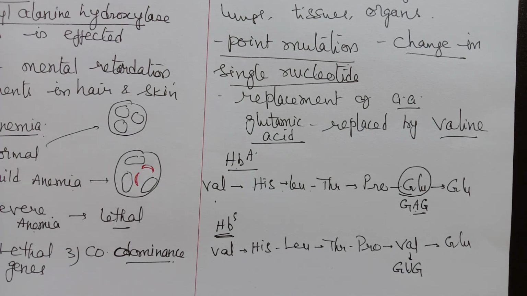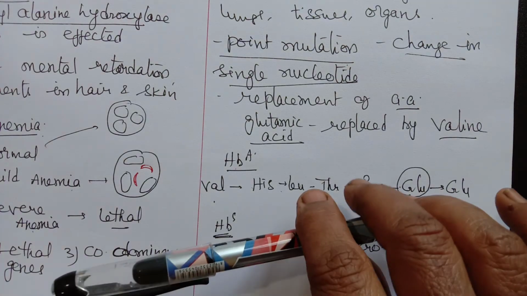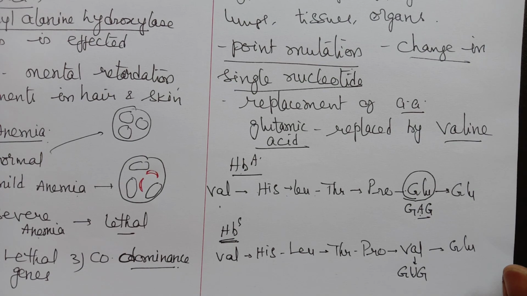So that is briefly about what sickle cell is. With this, children, we complete pleiotropy and all the examples of pleiotropy. We will meet again in my next video, where I am going to discuss epistasis, which is another very important topic, and slightly difficult also. I will do that in detail in my next video.